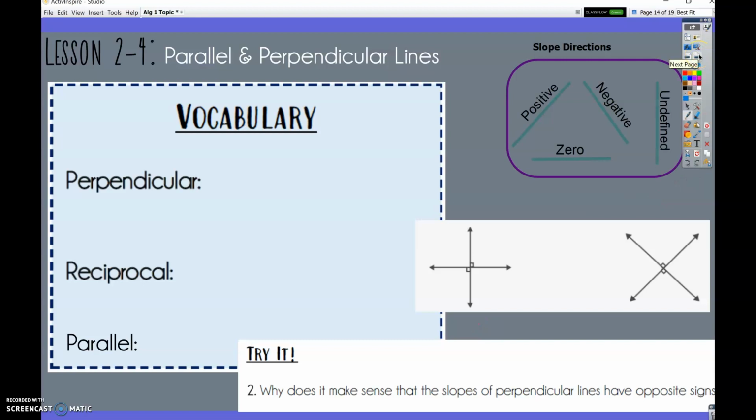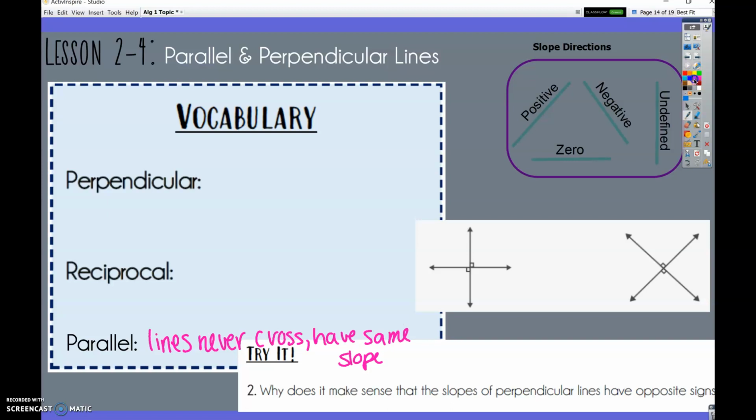Now those were easier to see, but let's talk a little bit of vocabulary here. We're going to start with parallel. We would say parallel means the lines never cross. That's because they have the same slope. Those ones are easier to recognize, but there are other types of lines that are called perpendicular lines.